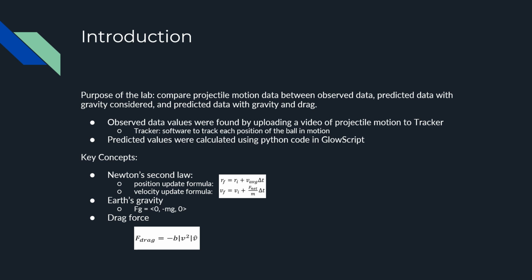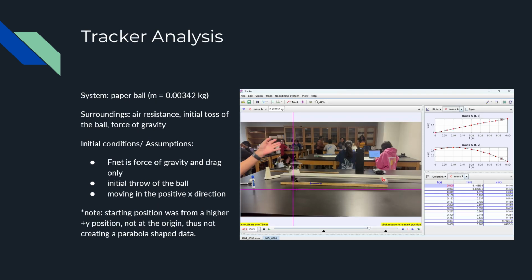Some key concepts: we use Newton's second law, the position update formula, and the velocity update formula as seen below, as well as Earth's gravity, which is negative mass times gravity in the y direction, and the drag force. The experiment: the system was a paper ball which had a mass of 3.42 grams, surroundings which included air resistance, the initial toss of the ball, and the force of gravity.